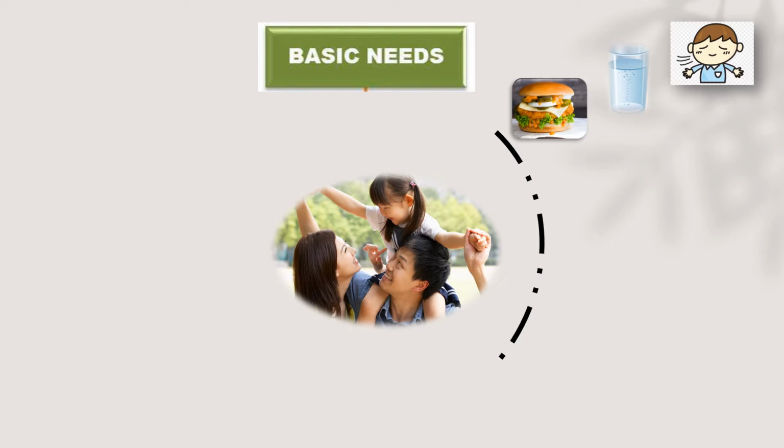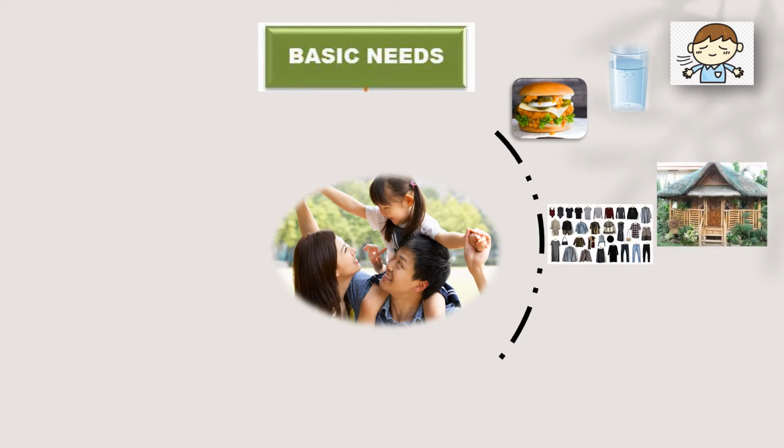The second basic needs that a family should have are clothing and shelter. A family needs clothing and shelter to protect themselves from the rain, heat, and cold, and other unfavorable conditions brought about by the environment. A family needs to be warm. They need to have shelter in case there are storms, in case bad weather comes, they have their own shelter.